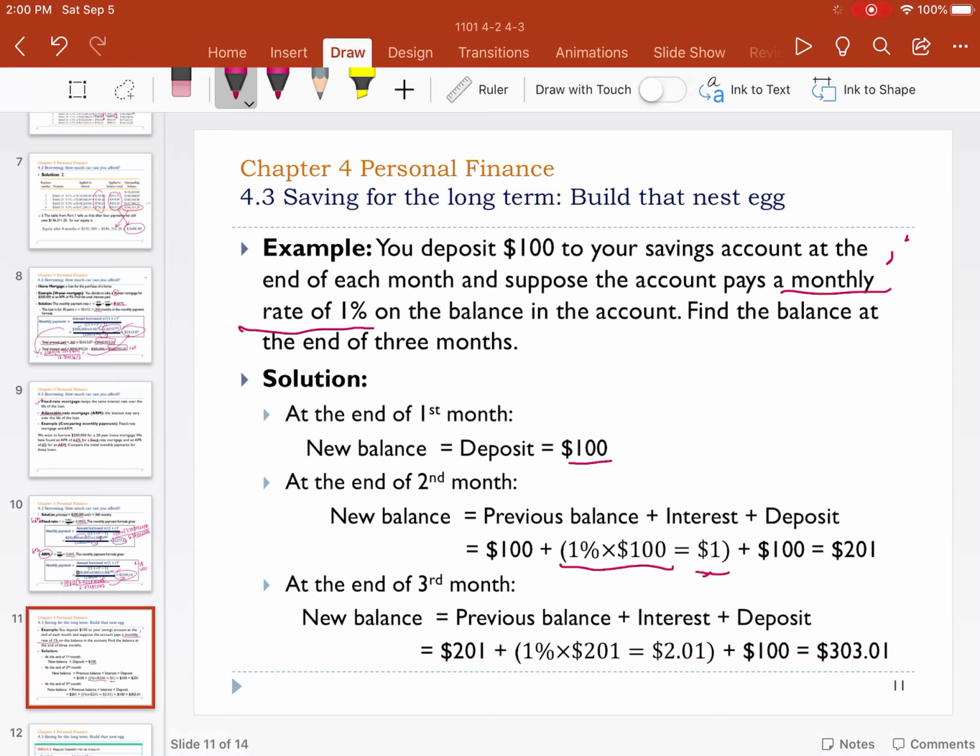$1 plus 100, yeah. And plus the other 100, don't forget the previous balance. You have up to $201. Well, the previous balance, as we do the calculation for the third month, the previous balance was 201. And then we take 1% of that number. We're up to $2.01 of interest. This looks familiar. And let's not forget the deposits. Now we're up to $303.01.